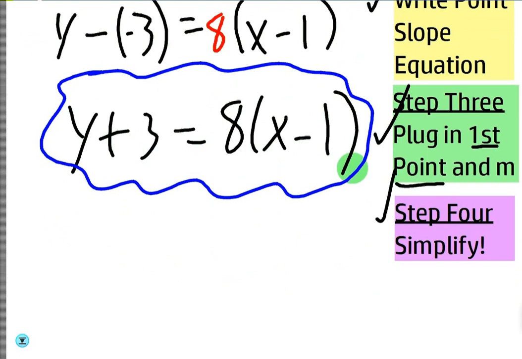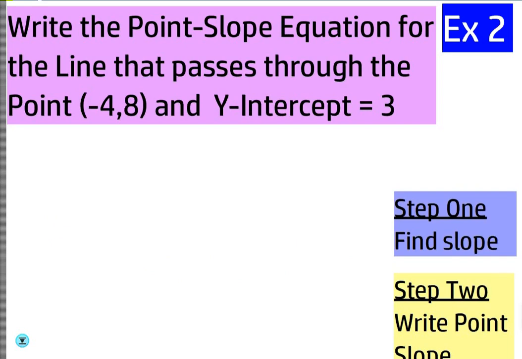So everybody got that copy down? You still writing? Okay, you good? No, actually, yeah, we need to do 4 examples.